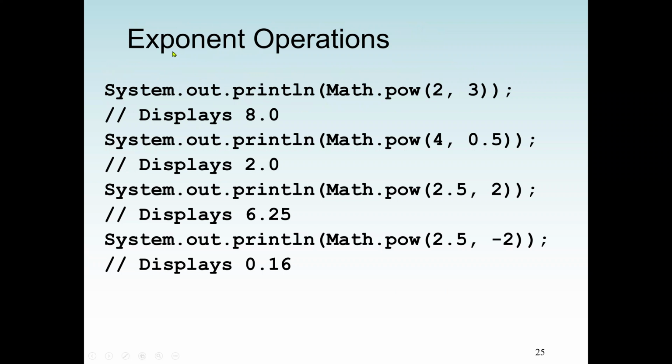So that's the concept here. For exponent operations, we can use Math.pow(2, 3). 2 is the base, 3 is the exponent, so the answer will be 8.0. Same thing applies here, Math.pow(4, 0.5). 0.5 is like a square root, so the square root of 4 is 2. We have 2.5 and 2, which means we're going to square 2.5, and that will give us 6.25.